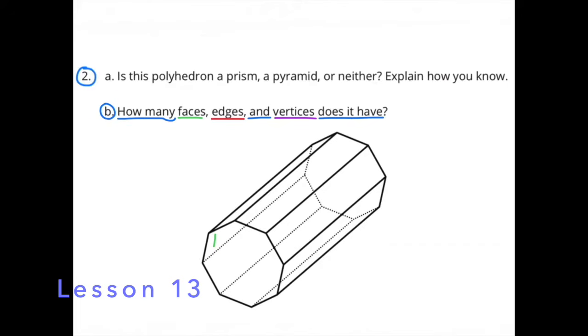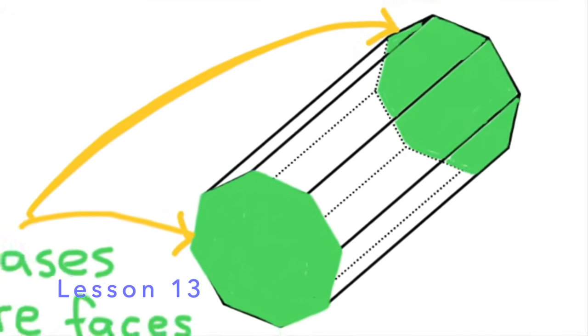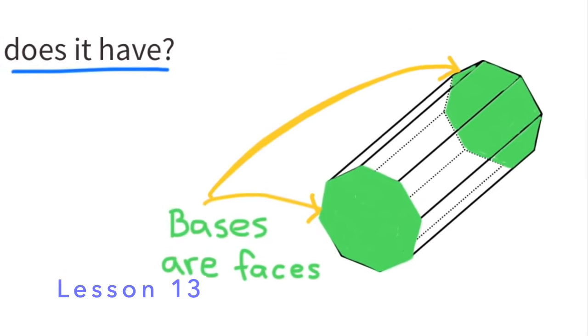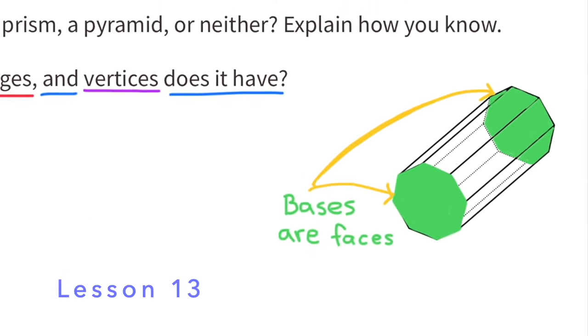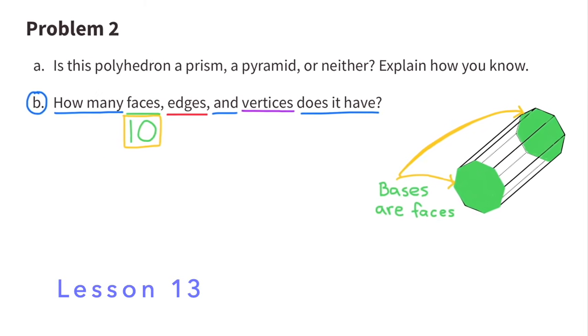First, let's count the faces. 1, 2, 3, 4, 5, 6, 7, 8. And these two bases are also considered faces. So 8 plus 2 equals 10. This has a total of 10 faces.